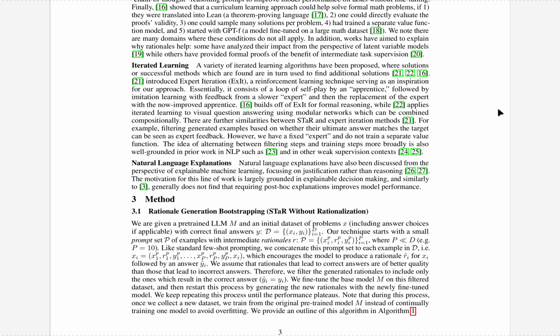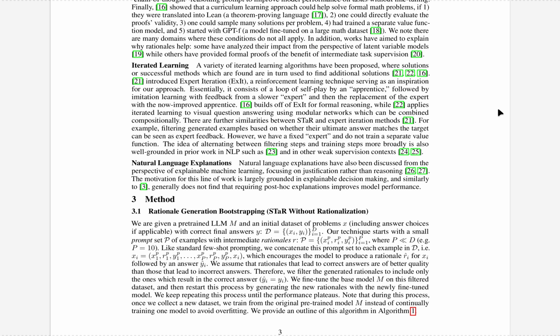For example, filtering generated examples based on whether their ultimate answer matches the target can be seen as expert feedback. However, we have a fixed expert and do not train a separate value function. The idea of alternating between filtering steps and training steps more broadly is also well grounded in prior work in NLP, natural language processing, and in other weak supervision contexts.